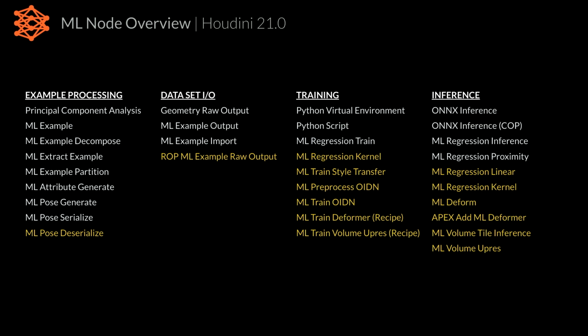In 21, a lot of the existing nodes got optimizations and upgrades. And you see there's another node to help with machine learning for animation, which is ML pose deserialize, which was essential for the pose correction. There's a bunch of new training nodes. I'm going to mention ML train style transfer later at the end. That's not a regression node. The rest of the things I'll discuss are all regression.